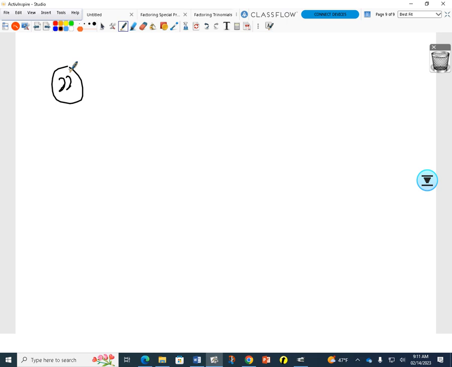Let's do COM. Can you use your phone to translate number 22? So number 22 says, the volume of a sandbox shaped like a rectangular prism is 48 feet cubed.